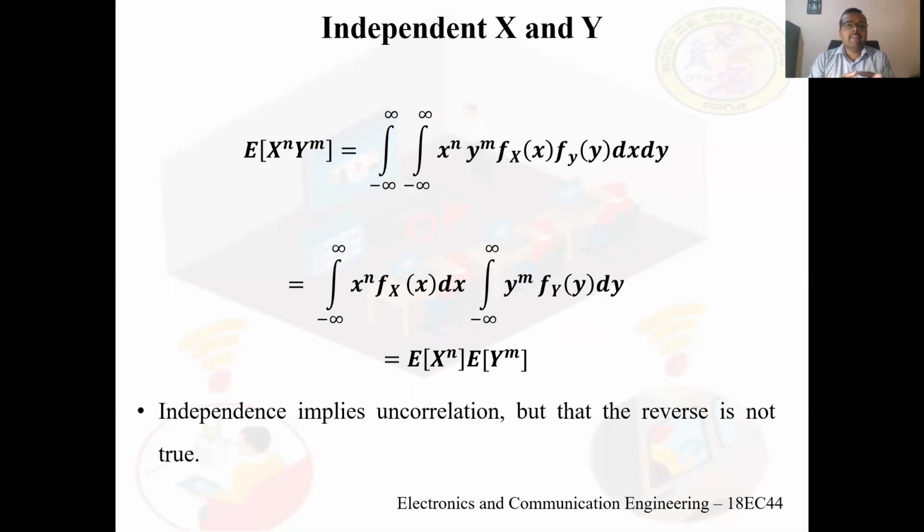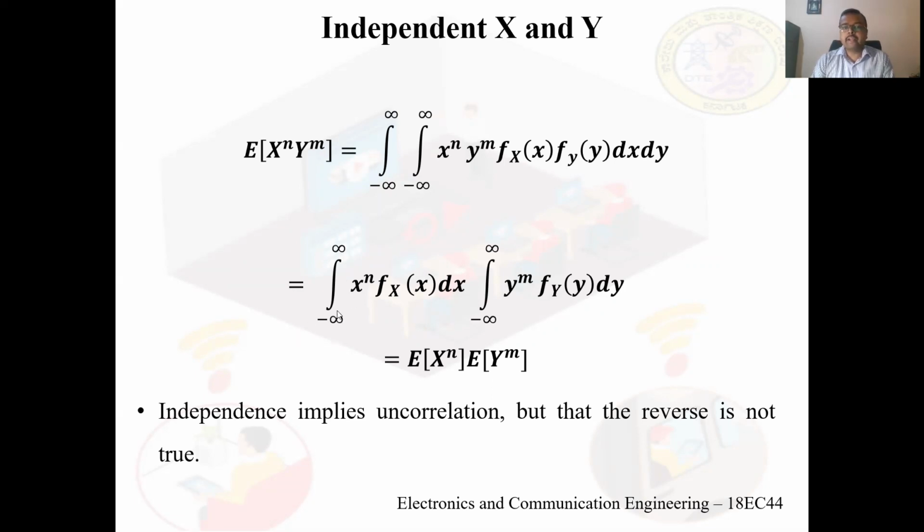Similarly, for bivariate random variables x and y, how do you define the nth joint moment? Here the expectation is given as E[X^n Y^m] equal to integration from minus infinity to infinity, integration from minus infinity to infinity, x raised to n, y raised to the power m, f_X(x) f_Y(y) dx dy. Here we've written f_X(x) and f_Y(y) because for independent random variables x and y, we write it as f_X(x) multiplied by f_Y(y).